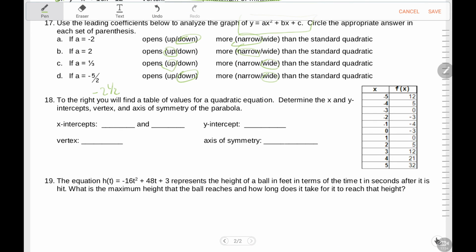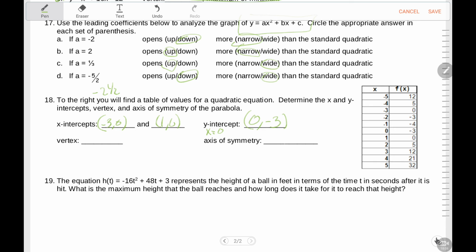Okay, finally, to the last two problems. To the right, you'll find a table of values for a quadratic equation. Determine the x and y intercepts. So remember, x-intercepts are when y is 0. Okay, so -3, 0 is our first one. And there's another one at 1, 0. And your y-intercept is when x equals 0. You always plug in 0, right? So we have a y-intercept at 0, -3.